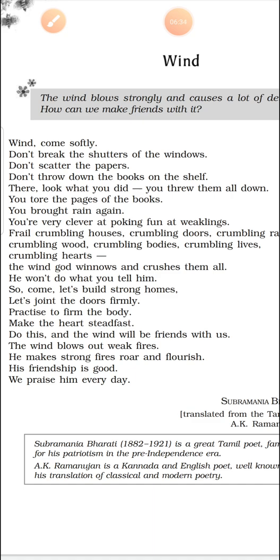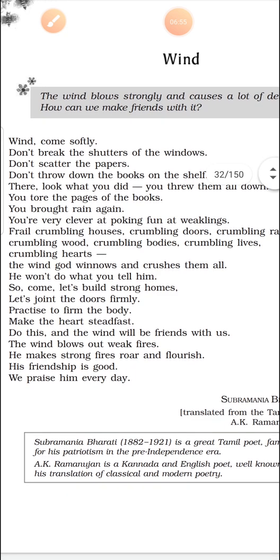When the wind is very powerful, all the books which are kept on the shelf, they fall down. Here the poet is describing the power of the wind. We can understand by these things the power is too much. Then he says to the wind to look at the destruction that it has done. Whenever there is a strong wind, all the things that are weak, they just break down.